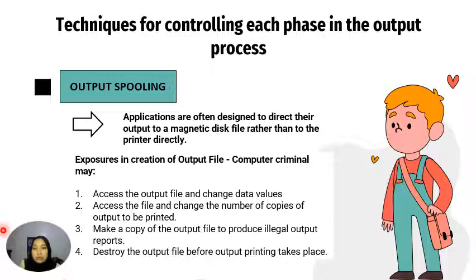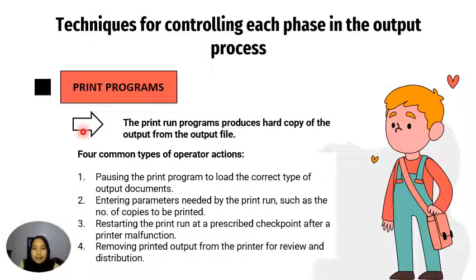So the auditor should be aware of these potential exposures and ensure that proper access and backup procedures are in place to protect output files. So the second technique is the print programs. When the printer becomes available, the print run programs produce hard copy of the output from the output file.